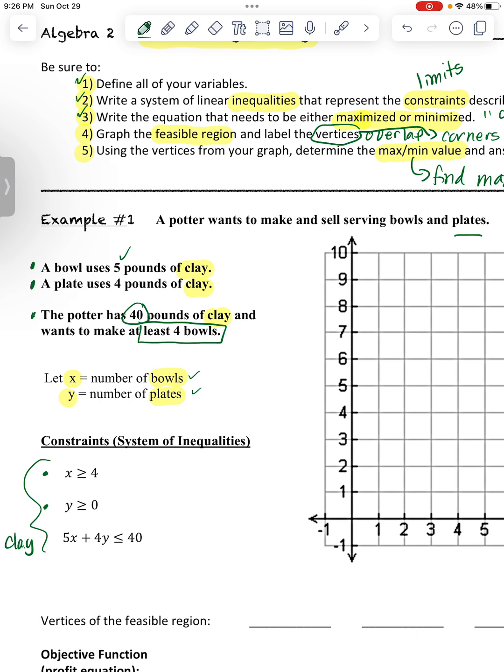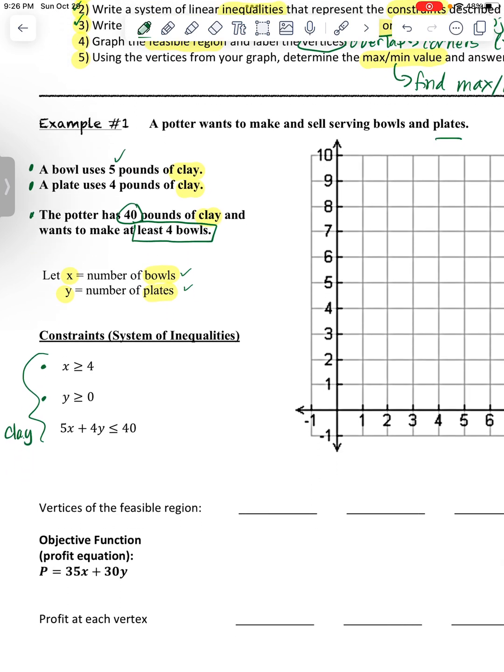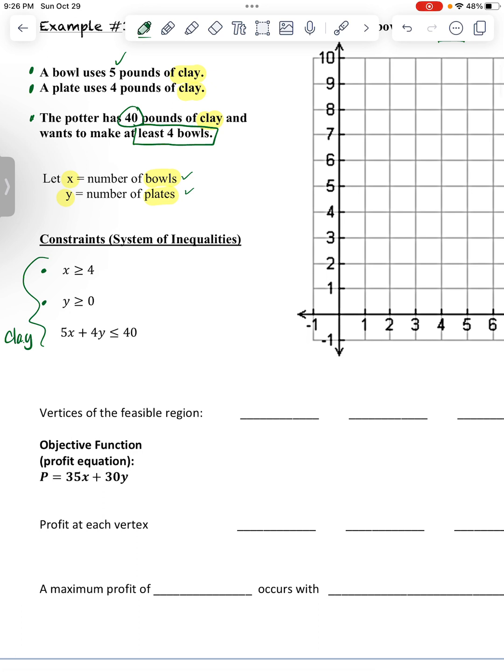This one didn't give us the information to write the objective function, but we're trying to maximize our profit. So that's down here. The profit equation is this. And what this tells me is that my profit's going to be $35 for every bowl that I make and $30 per plate, because Y is plates. On the other problems, that would be in a sentence. It would talk about making $35 per bowl and $30 per plate to help you build this profit or objective function that you're trying to maximize.